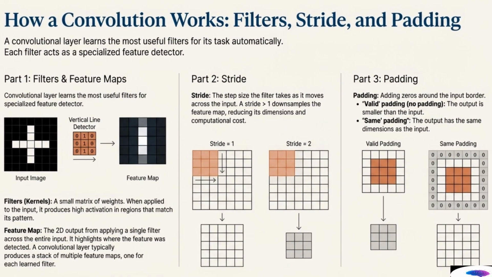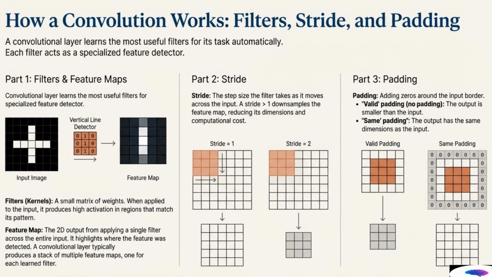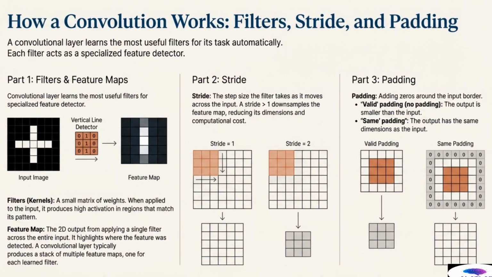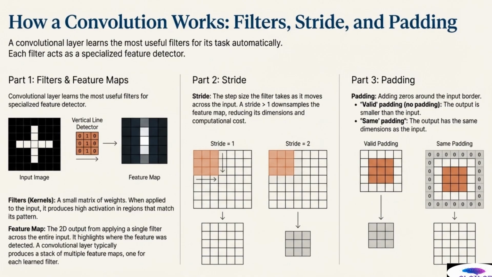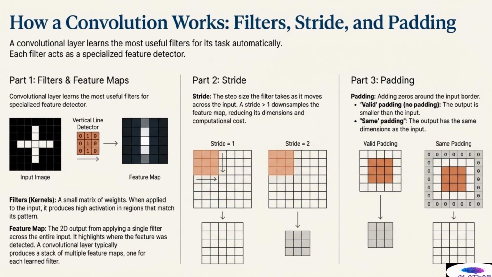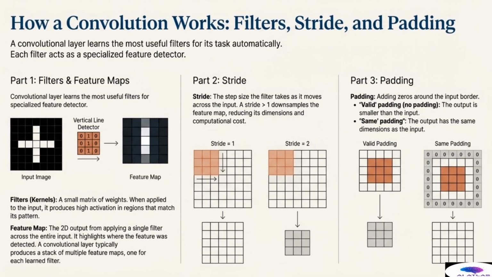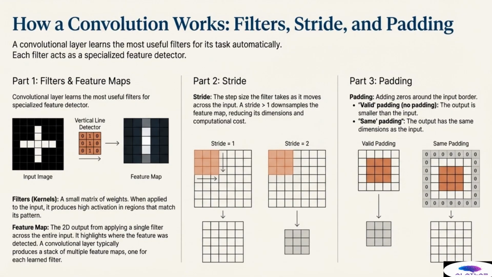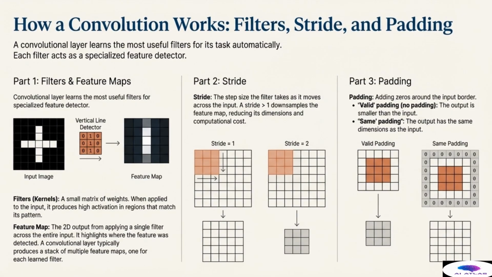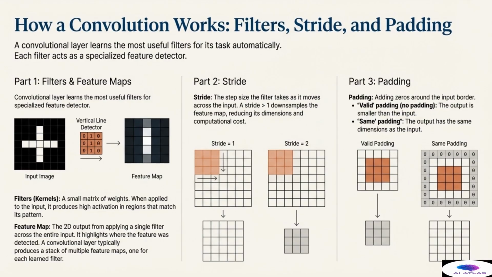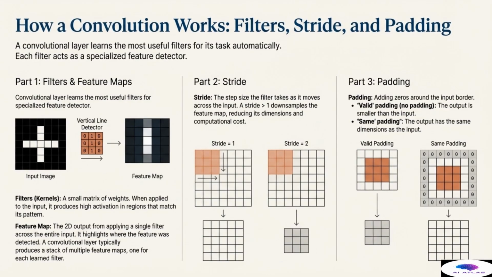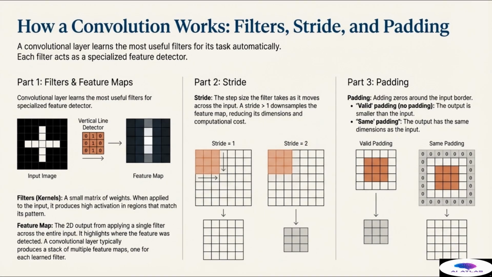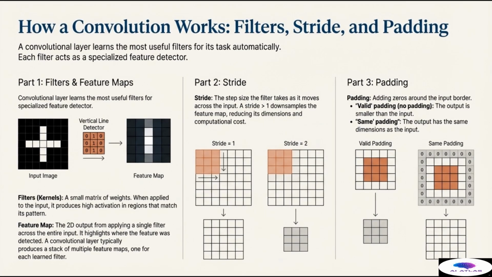In Part 3, we look at padding, which involves adding zeros around the border of the input. If we use valid padding, which means no padding, the output feature map is always smaller than the input. If we use same padding, we add enough zeros to the border so that the output dimensions remain exactly the same as the input dimensions. This is especially useful for preserving spatial information as the image passes through deeper layers of the network.